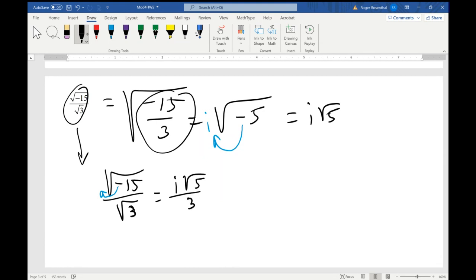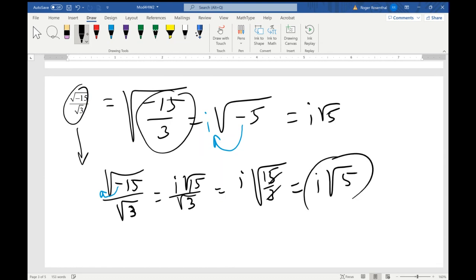That gives me i square root of 15 over square root of 3. Then we can do what we did before. We can combine the square roots, and that gives me i of the square root of 15 over 3. And that gives me i times the square root of 5, because that reduces to 5. And that's it. i times the square root of 5. Same answer as before.